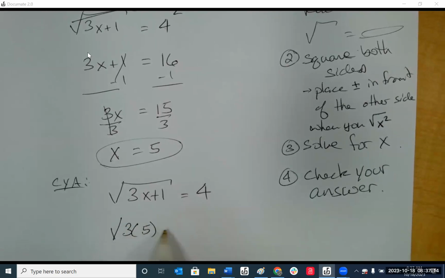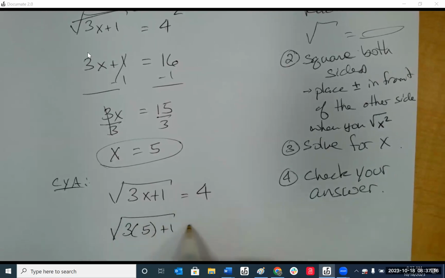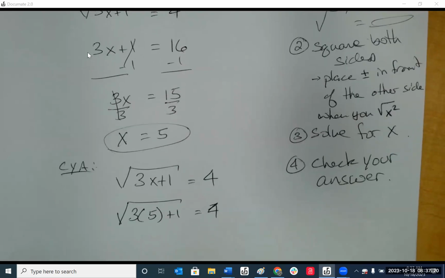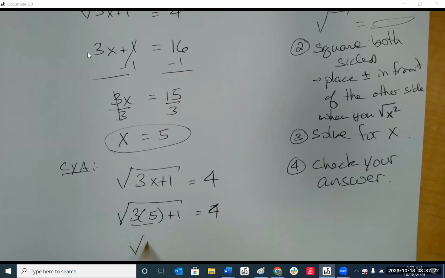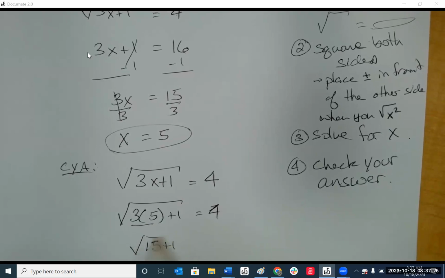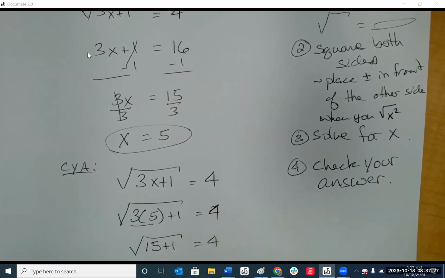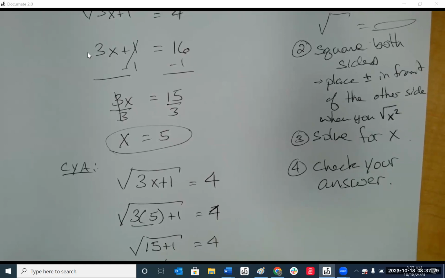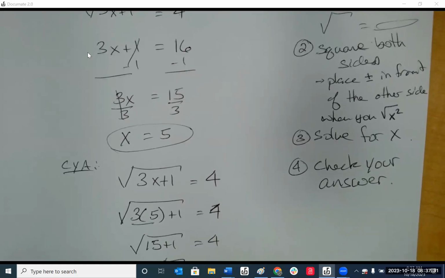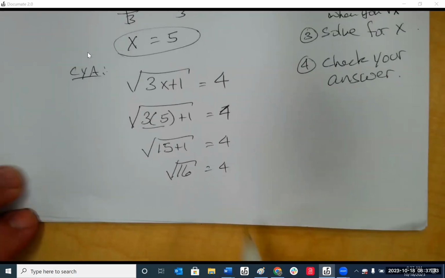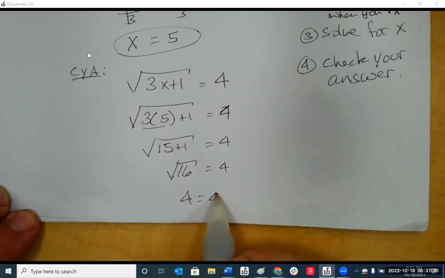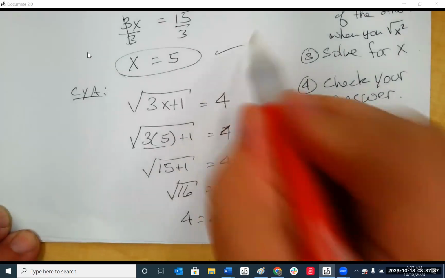3 times 5 plus 1 equals 4. 15 plus 1. 15 plus 1 is 16. Square root of 16 is 4. So that's a good answer.